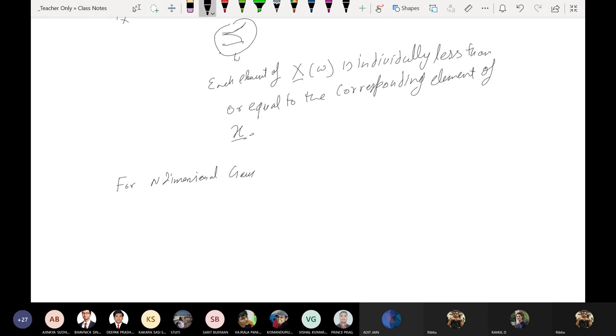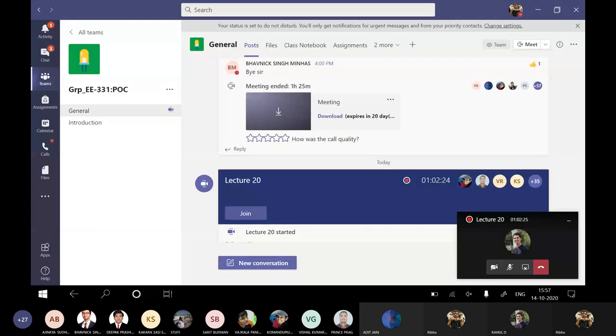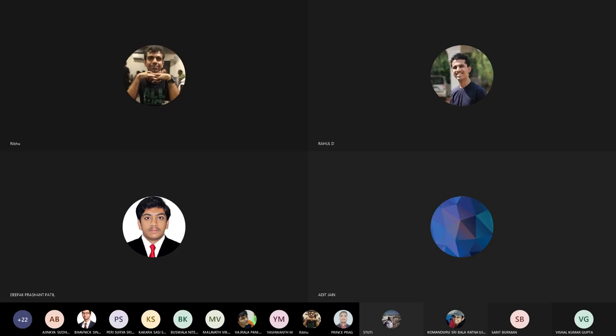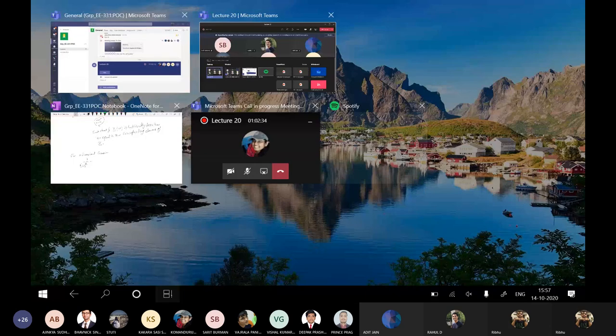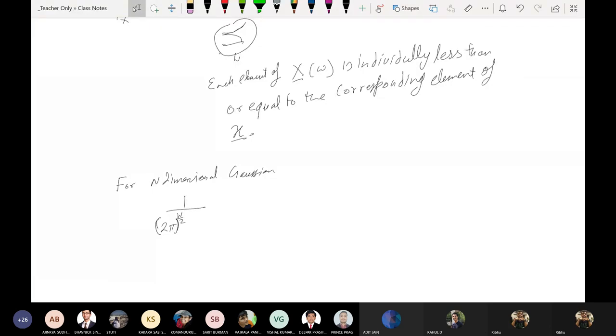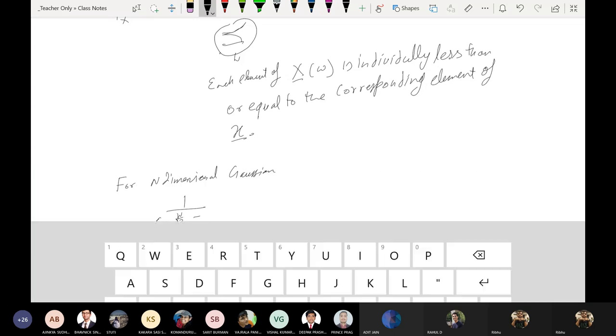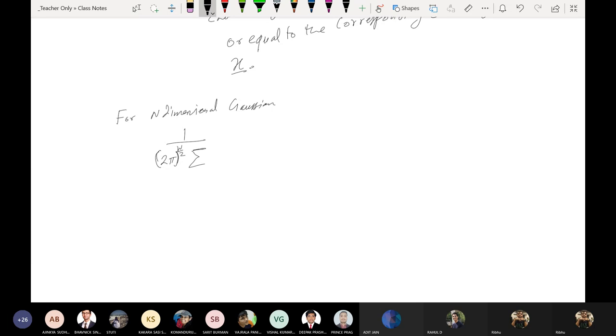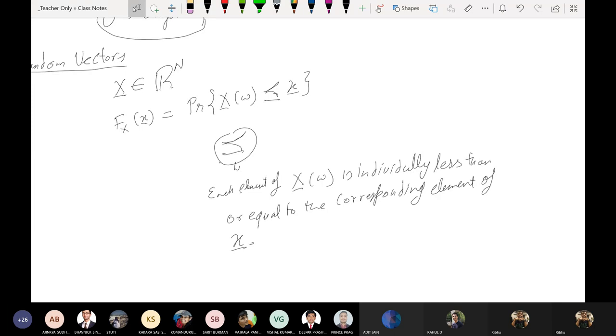Each element. So for the Gaussian, 1 upon 2 pi to the power n by 2, sigma is the covariance matrix. I have to define the covariance matrix. I will unshare it and reshare it. Is it visible again? Yes, sir. So actually, let's stop here because for vectors, I need to define some more things. I was hoping to start random processes tomorrow, but unless we go into details of random vectors, we'll not be able to make much progress.